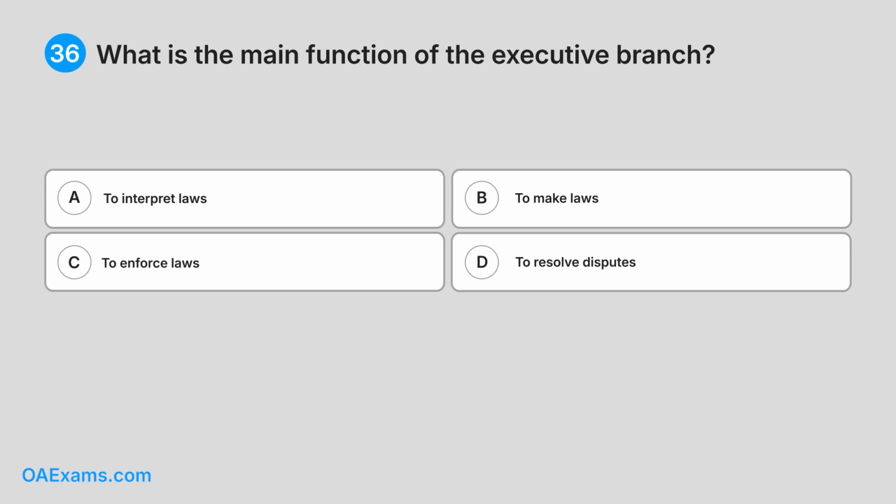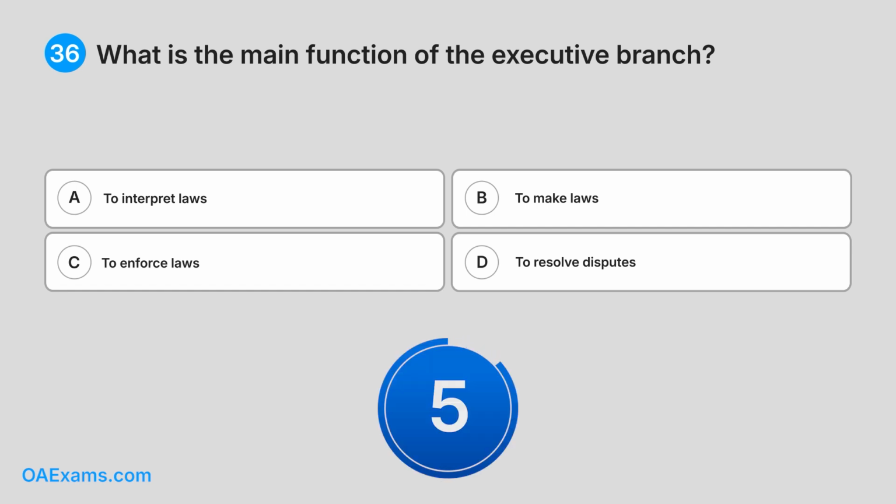36. What is the main function of the executive branch? A. To interpret laws. B. To make laws. C. To enforce laws. D. To resolve disputes. Can you guess the answer?